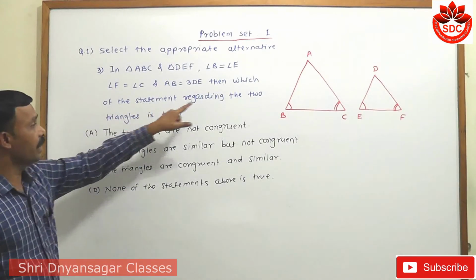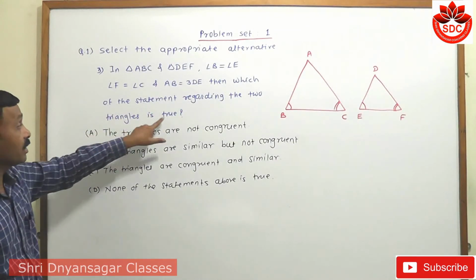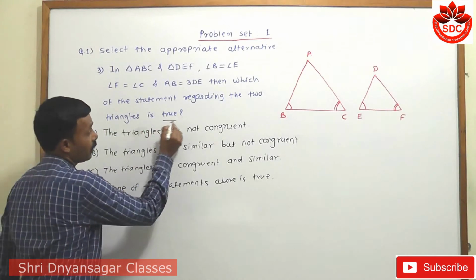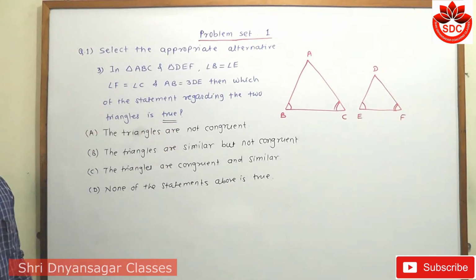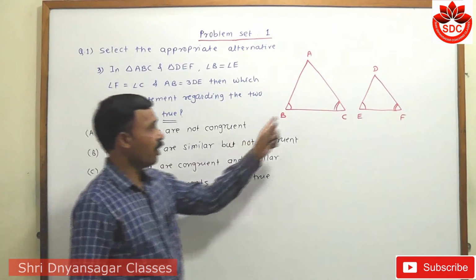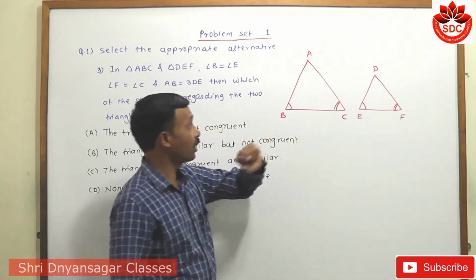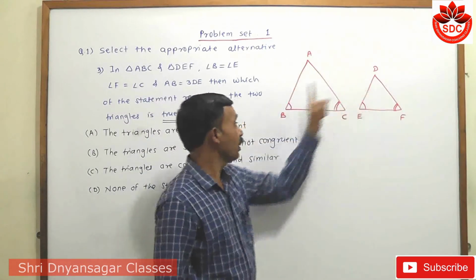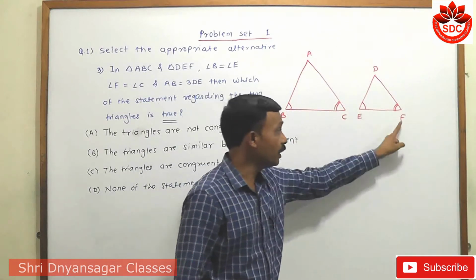Then which of the statements regarding the two triangles is true? Here is the question asked. Find out the true statement. Now we take one by one. For this, you have to take these vertices. Then the correspondence is A with D, B with E, and C with F.